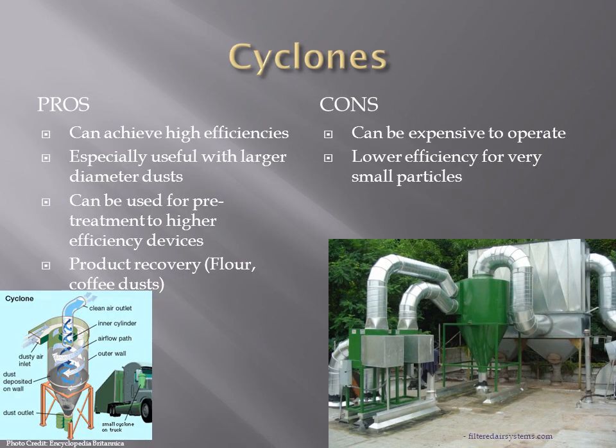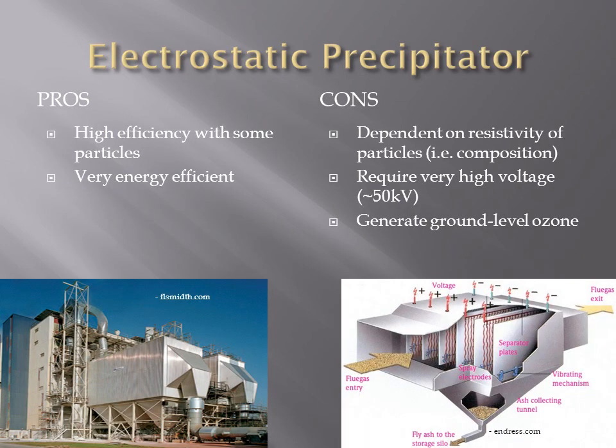Another commonly used method of particulate control is cyclones. Cyclones can achieve very high efficiencies, but are mostly used with larger diameter dusts. Below is an example of what a cyclone may look like in industry. Electrostatic precipitators, or ESPs, are another method that is used in industry. These are highly efficient, but only used with certain types of particles. The particles must be electrostatically charged in order to work properly.